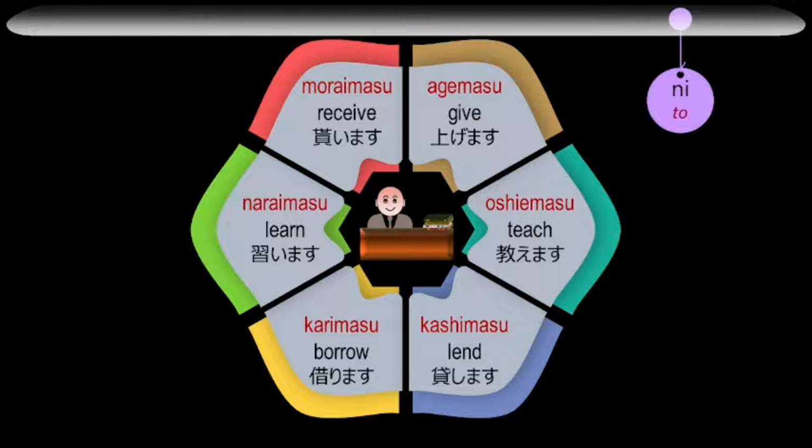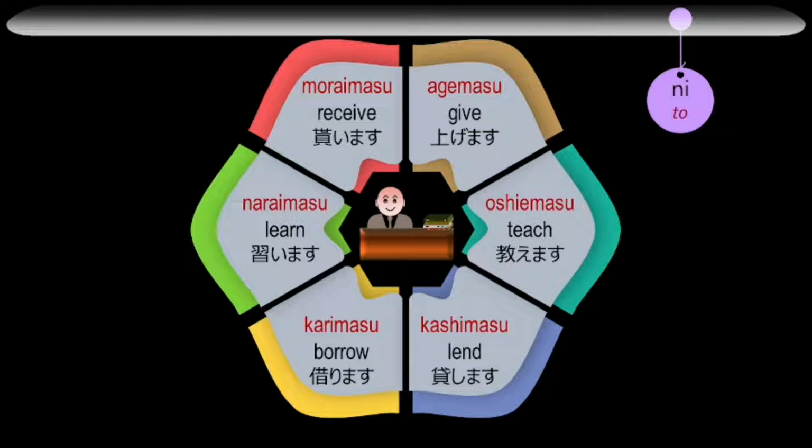Next, let me go to the particle ni. In one of the previous lessons, you learned that ni means at and is used when time is used using numerals. In this lesson, you will learn about the particle ni, which indicates the person or place to whom or to which the action is directed.